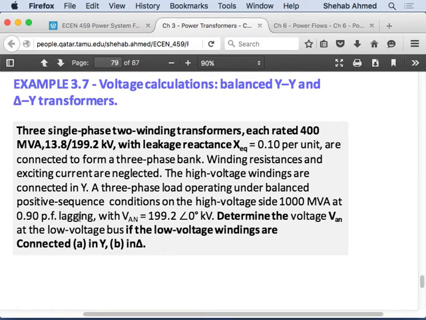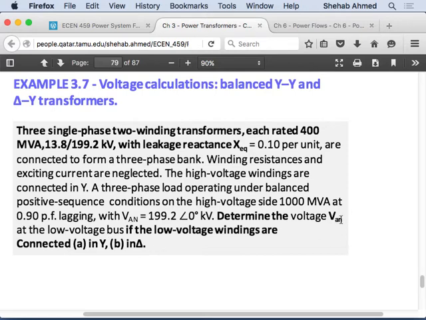So I know everything on the load side. This is 1000 MVA, so I know S. I know the power factor, so I can find out P, and I'm given voltage as well. This is the single phase voltage of the load, V_AN, the single phase voltage of the load. Determine the voltage V_AN at the low voltage bus.